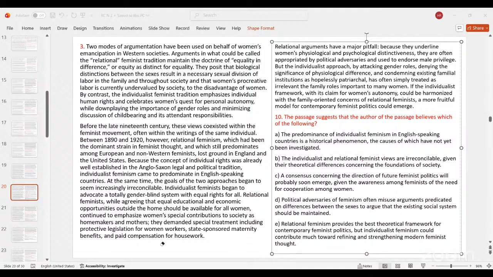Did you get it? So on one side they are talking about equality, on the other side what are they talking about? Education and economic opportunities for every individual. Did you get it? So that was the key. Now, what is the pitfall of the relational arguments? They undermine, right?